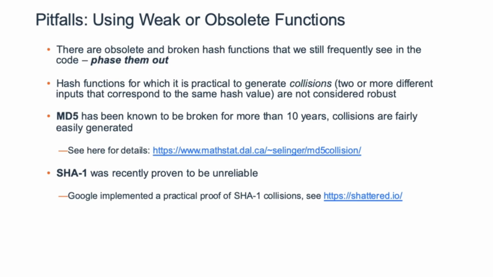There are two very common hash functions that should be phased out. MD5 has been broken for more than 10 years. Collisions are fairly easily generated. SHA-1 was recently proven to be unreliable. It's not recommended for use anymore. And you can actually go to the website called shattered.io to see a demonstration of that. There are two different files shared there that have the same SHA-1 hash.